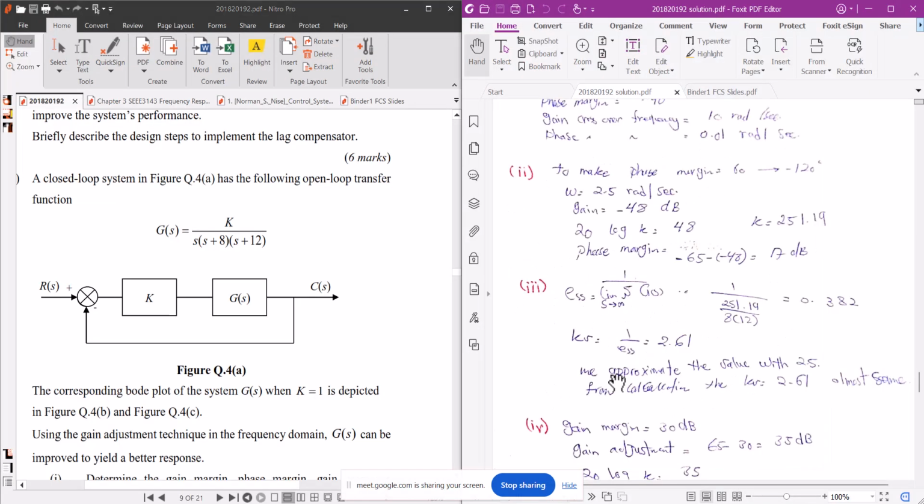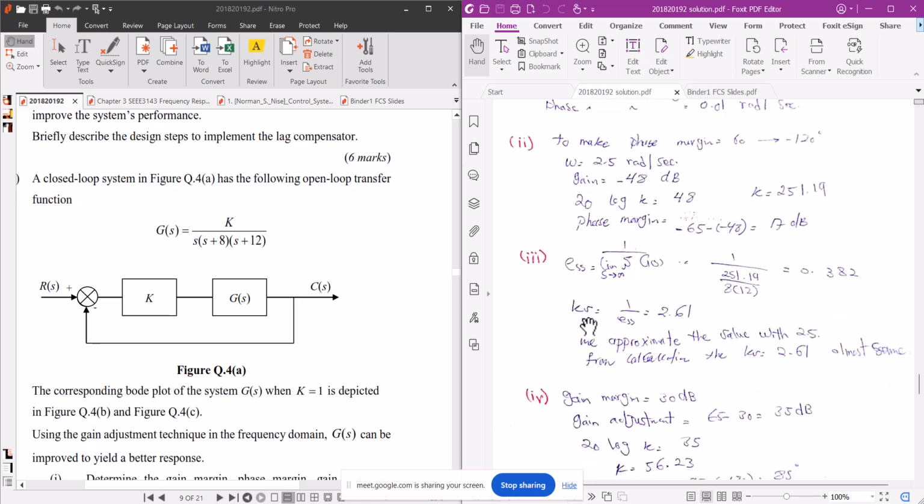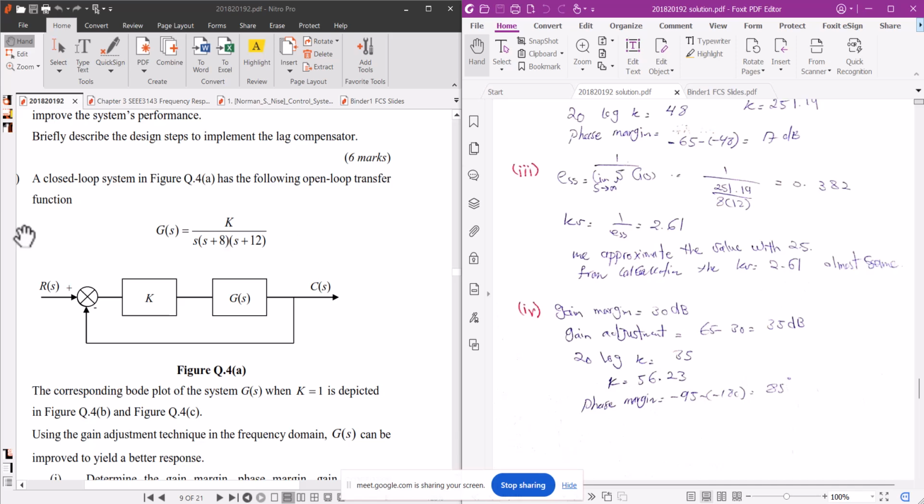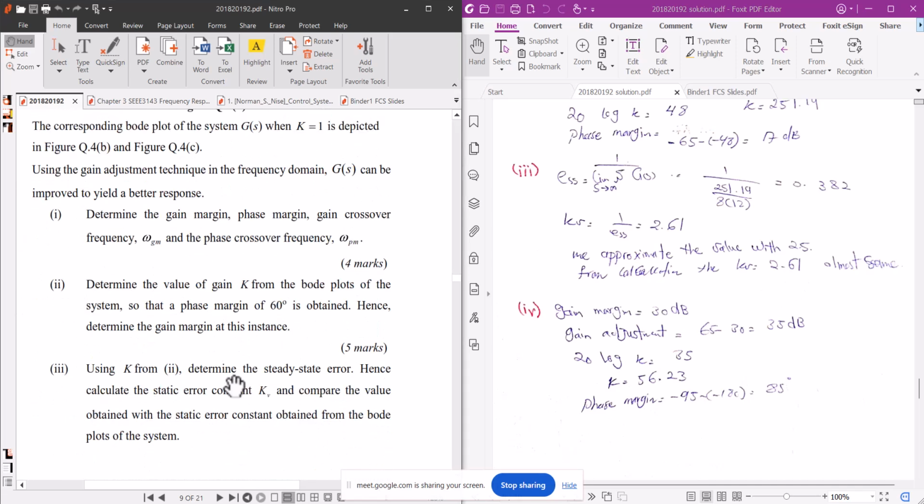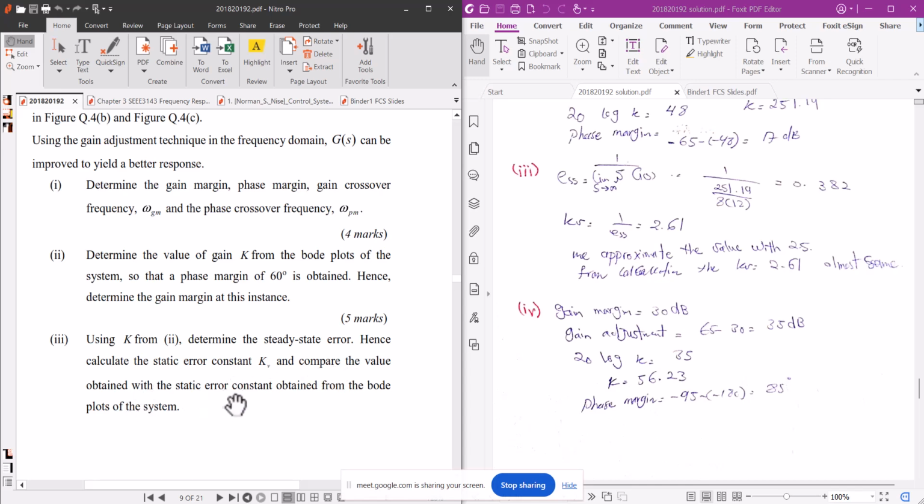So here you can see that 1 over limit s into G of s is 1 over 251.19 over 8 into 12, that is 0.382. Okay, this is ESS, and your Kv is 1 over ESS, that is 2.61. We calculate 2.61, but from the Bode plots we got 2.5, which I told you is also Kv, so there is minor error, both are almost the same. Okay, now the next part is to compare the value obtained with the static error constant obtained from the Bode plots of the system. Yes, it's almost the same, 2.5 and 2.61.